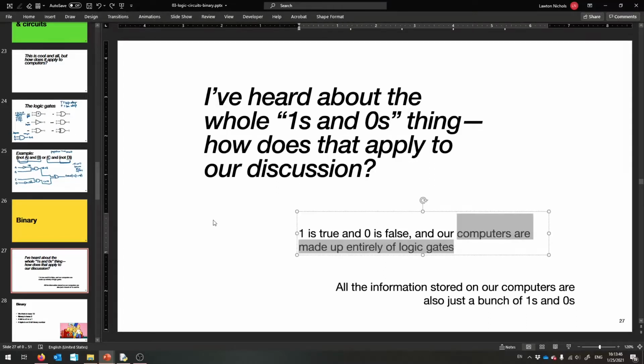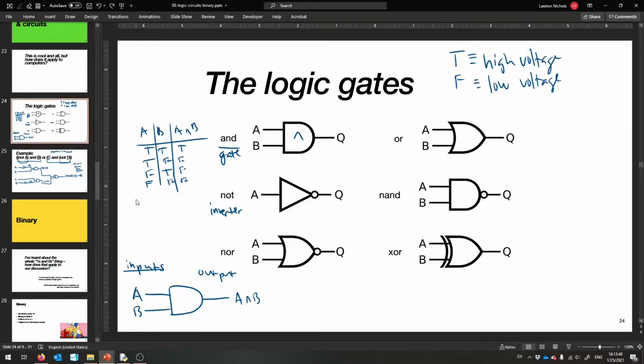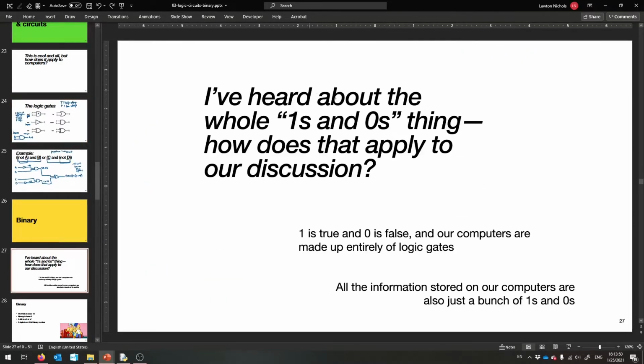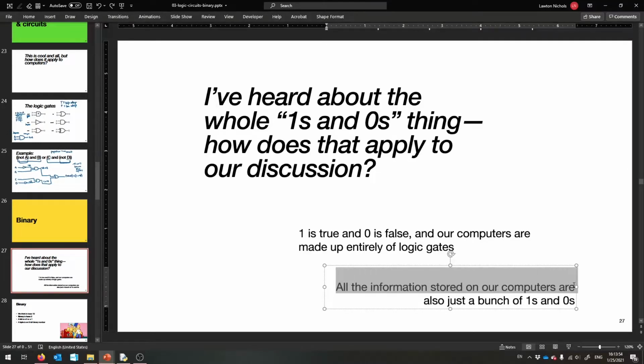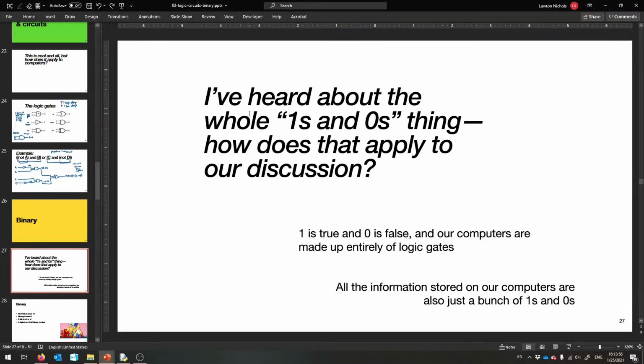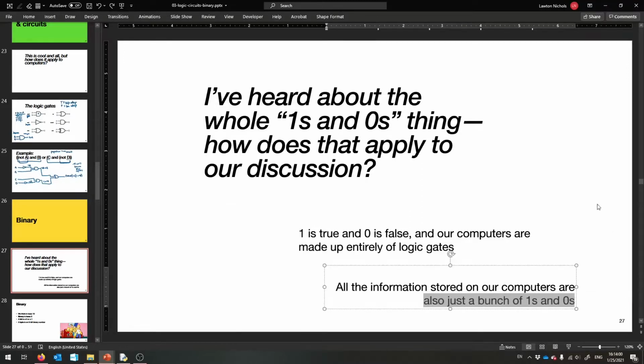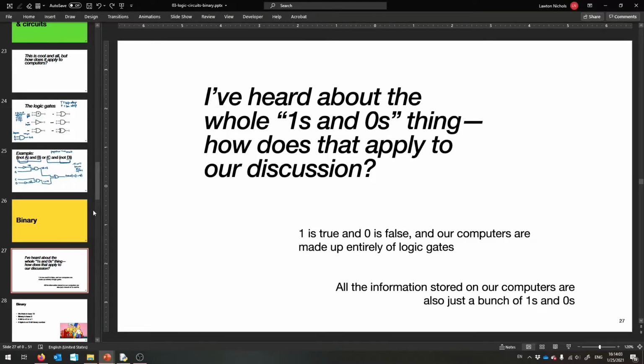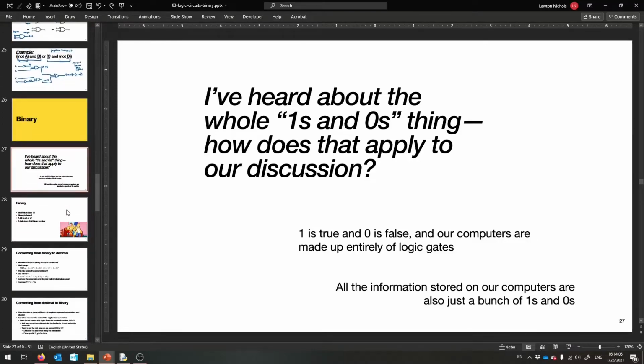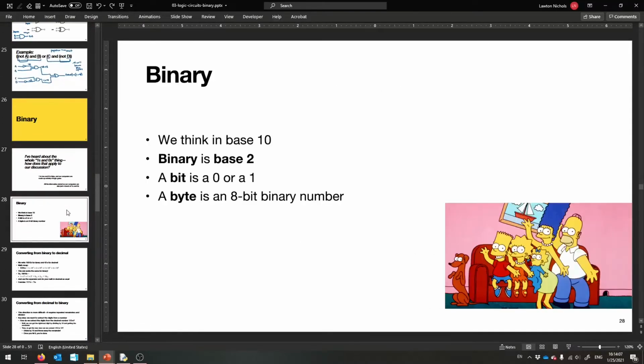So our computers are just made up entirely of these guys, and if 1 is true and 0 is false, all the information, therefore, that's in our computers, this presentation, my voice that's coming to you through the internet, it's also just a bunch of ones and zeros, which is weird to think about. So let's talk about how to store stuff, how to represent anything at all with binary numbers. All right? So let's get started.